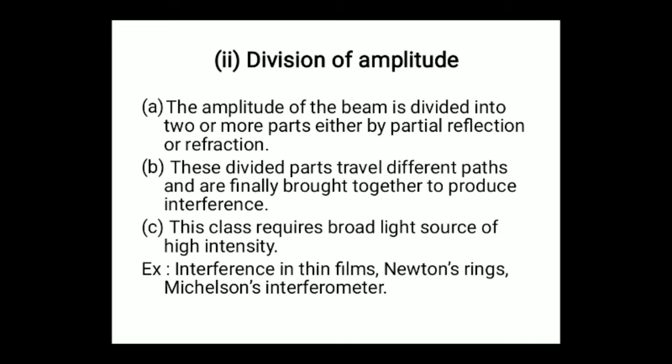The second class is division of amplitude. In this class, a single beam is divided into two or more parts by partial reflection or refraction. These divided parts travel different paths and are finally brought together to produce interference. It requires a broad light source of high intensity. Examples are interference in thin films, Newton's rings, Michelson's interferometer, etc.